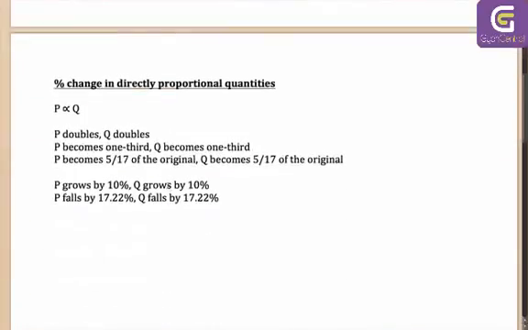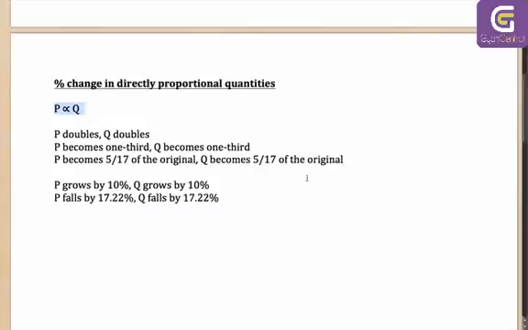To begin with, let's say percentage change in directly proportional quantities. Suppose I am given two quantities P and Q, which are directly proportional to each other. What it means is if P doubles, Q doubles. If P becomes one third of the original, Q also becomes one third of the original. If P becomes 5 by 17 of the original, Q also becomes 5 by 17 of the original.